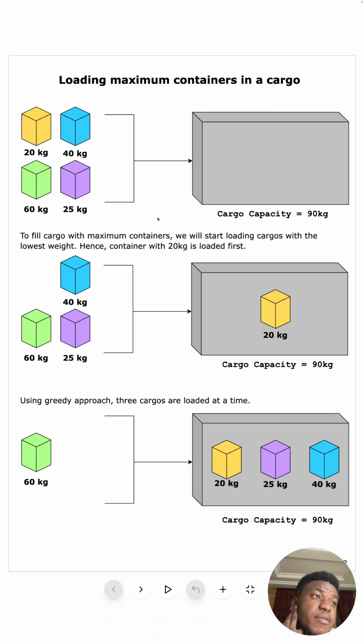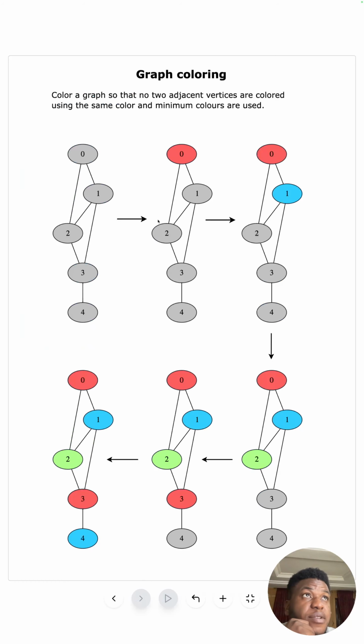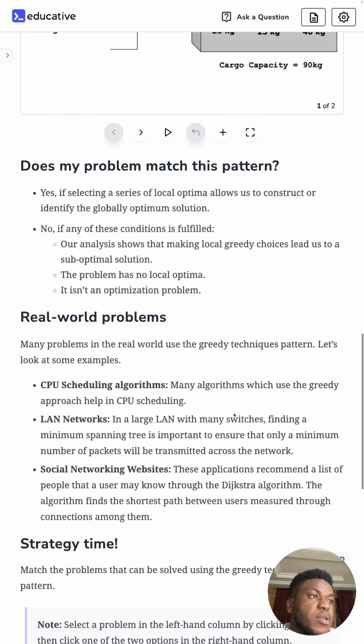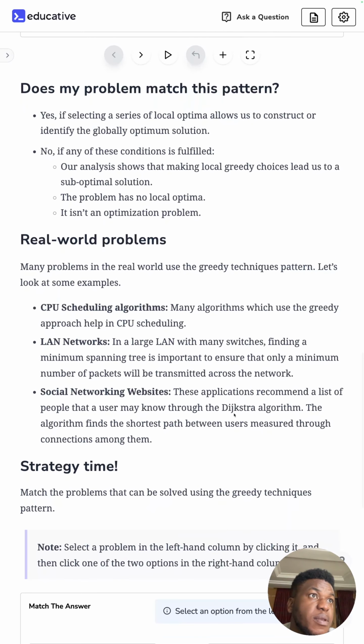Honestly, I feel like we want to go through this as an actual problem instead of just this diagram, because it doesn't really say much. If I'm being honest, same with this one: color a graph so that no two adjacent vertices are colored using the same color and minimum colors are used. In my opinion, these don't say much about this pattern introduction. So let's just get into solving problems as quickly as we can, but not in this video, in the next one.